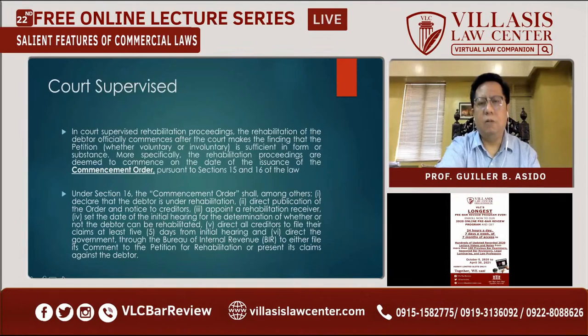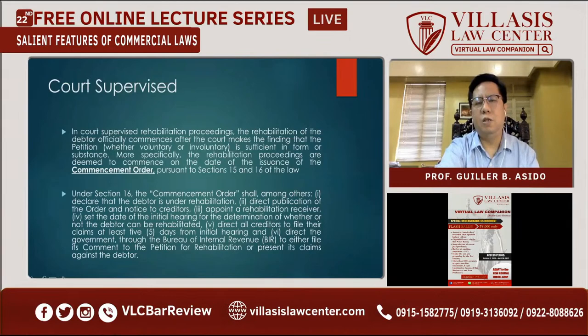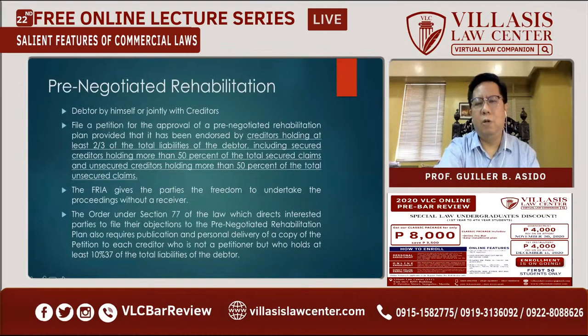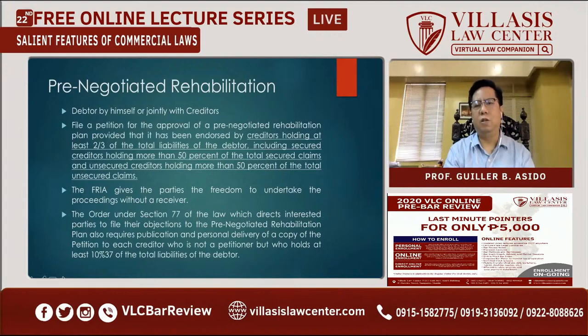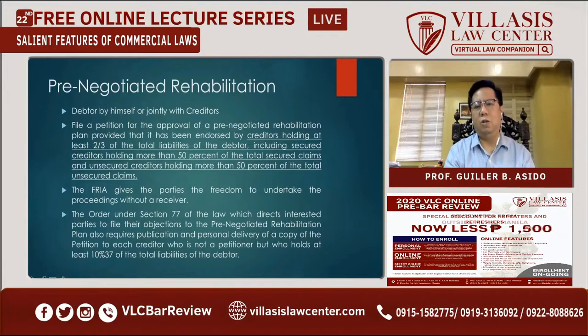Now, pre-negotiated rehabilitation, as the term implies, can be done by the debtor by himself, or jointly with creditors. There is a specific threshold requirement in terms of the creditors. So please note the two-thirds requirement in terms of the total liabilities of the debtor, so two-thirds of the universe, okay? And we need to make a distinction based on those creditors, whether they are secured creditors or unsecured creditors as well, okay? Because there is a different threshold. While it's 50%, the base of determining that 50% is on the declarations made by the creditor on who are his debtors.